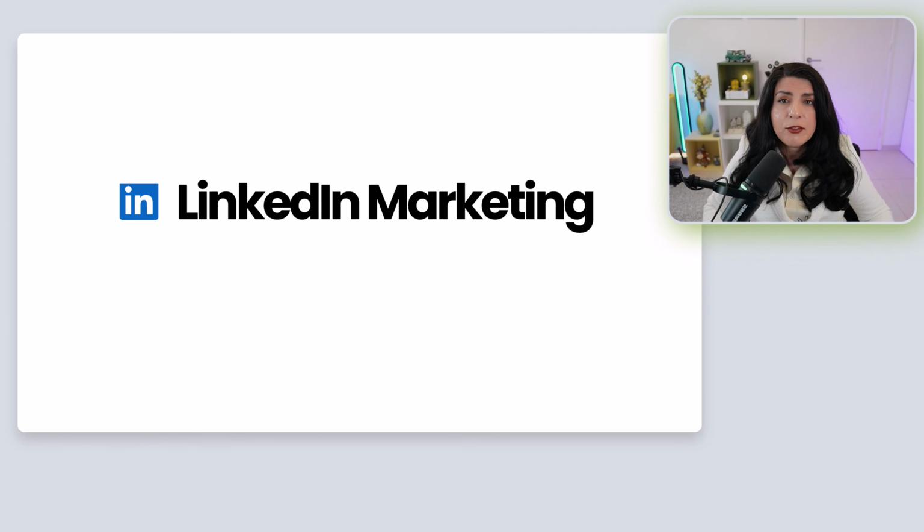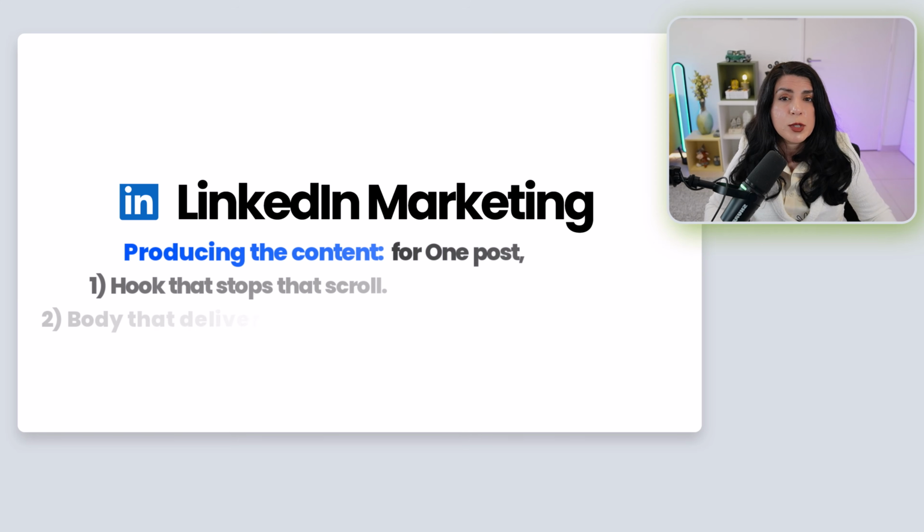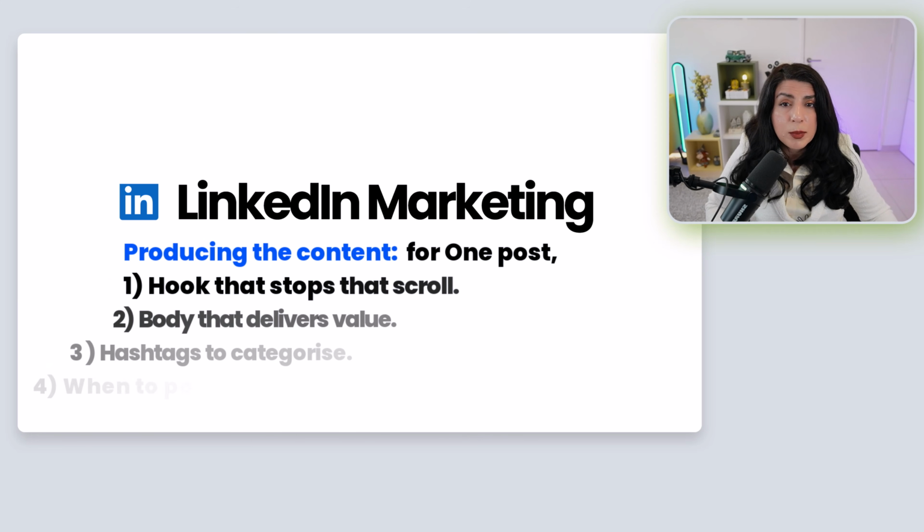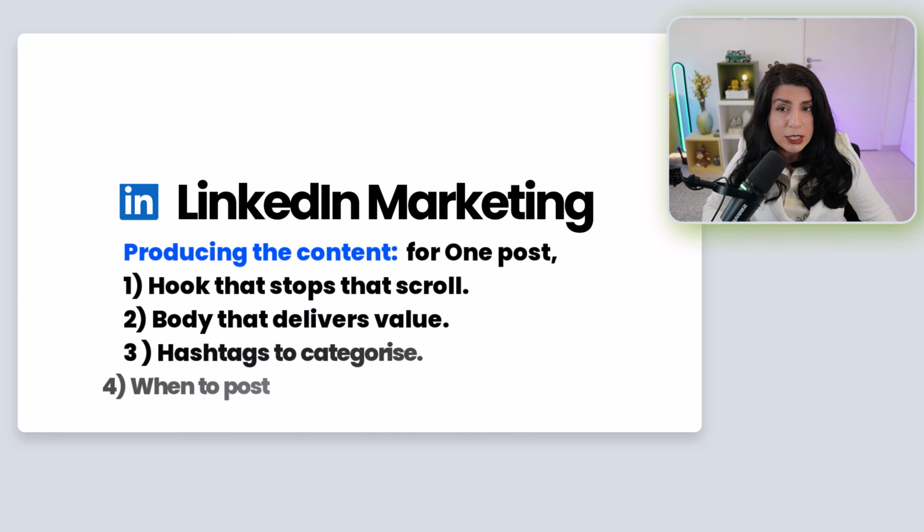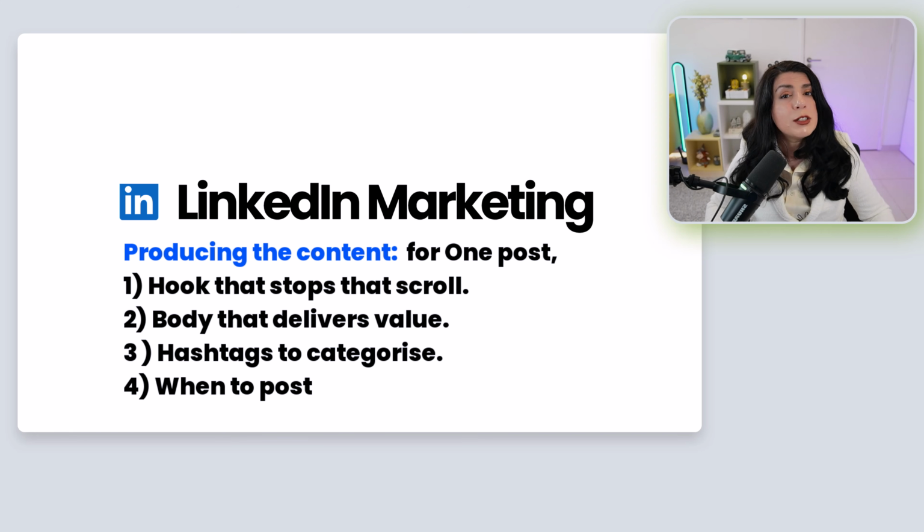You have approved your strategy, you know your ICP, you understand your market, your profile is optimized, your content plan is ready. Now comes the part that actually takes the most time every single day: producing the content itself. One post. You need a hook that stops the scroll. You need a body that delivers value. You need the right hashtags. You need to know when to post. 4 different tasks, 4 different types of thinking.